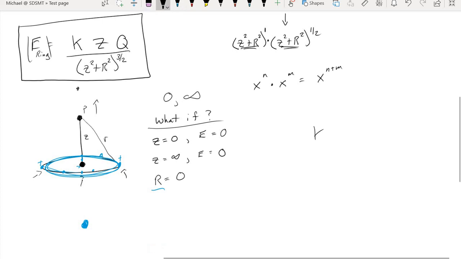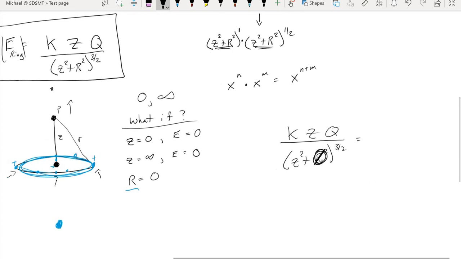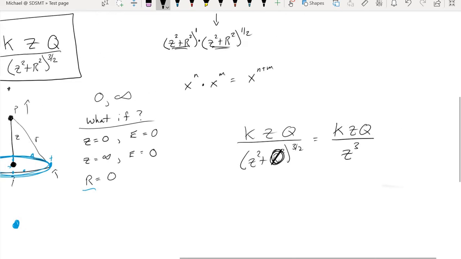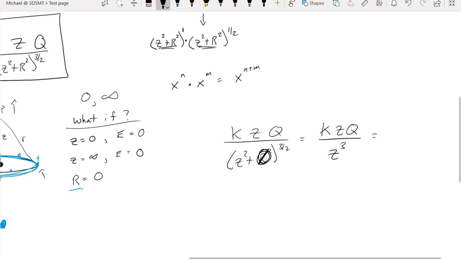Well, let's see what happens to our expression if we do that. We have z squared plus r squared to the 3/2 power. I'm going to let r go to 0. When that happens, I'm left with z squared to the 3/2 power in the denominator, which is effectively z cubed. And then we can factor out those z's, and oh, look what we have here.